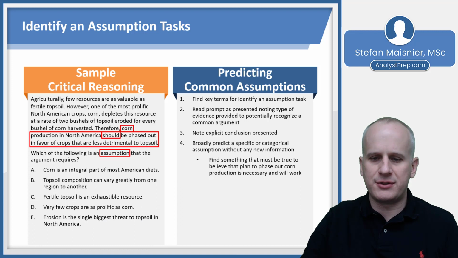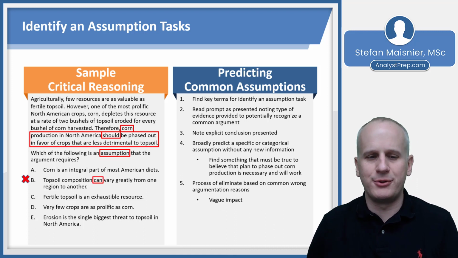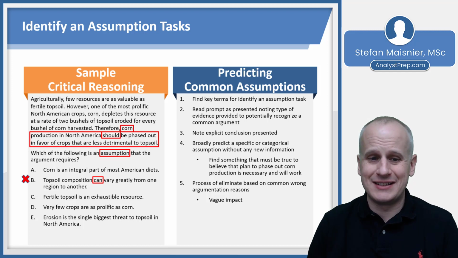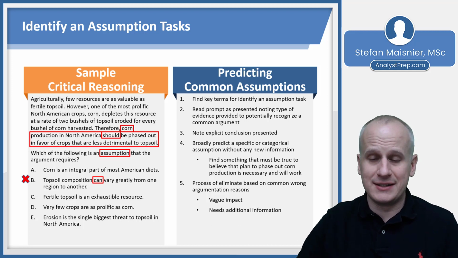So we introduce the answer choices, and as always, we'll process of elimination for common wrong reasons, starting with vague impacts. And if we look at choice B, we see a big old can: topsoil composition can vary greatly from one region to another. This could not be more vague if it tried. We don't know if this region is North America. We don't know what those variances are. We don't know what the composition of topsoil means. So vague, or you could categorize this as additional information.